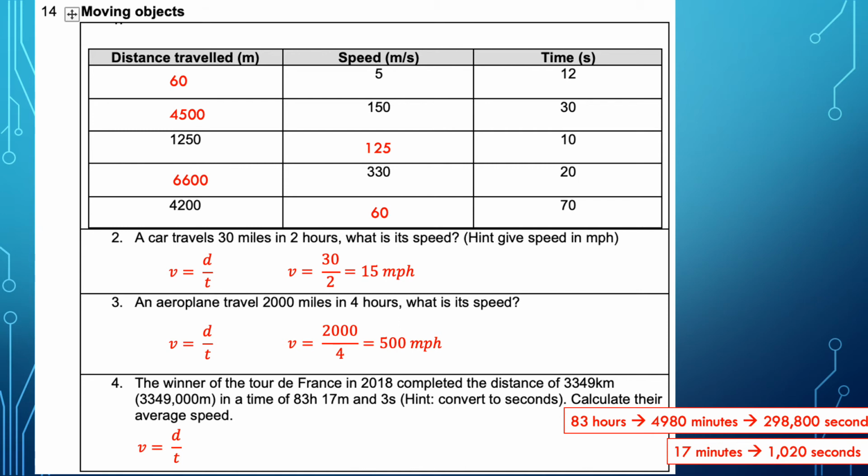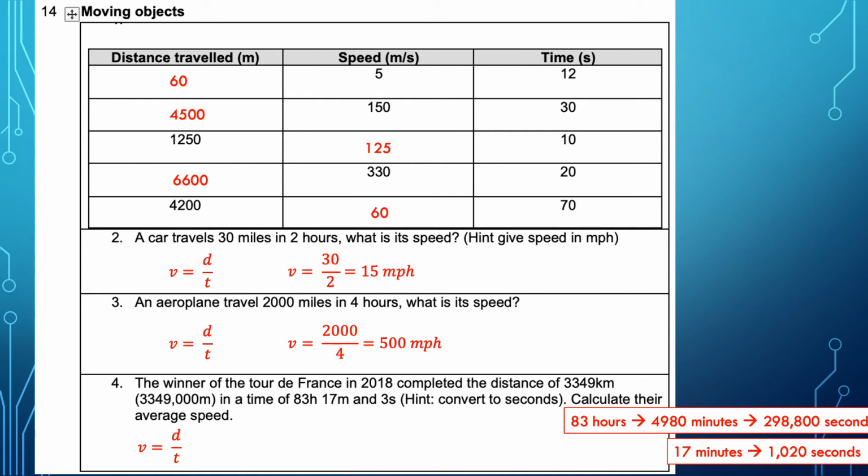So that's 83 hours. 17 minutes, you can change that into seconds by multiplying it by 60, right? Because there's 60 seconds in a minute, and you get 1,020 seconds. All right. So this is one of those skills that you do need when you are converting units. So you should be able to convert minutes, hours into seconds, all right, even days.